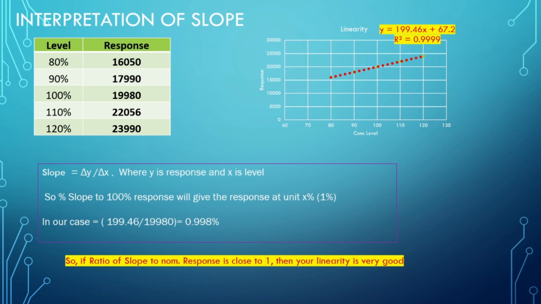Now in this case my slope is 199.46, and my 100% concentration response factor is 199.80. The ratio is coming 0.99. That means, though I checked between 80 to 120%, my method is linear from maybe 0% to 100%. That is the interpretation of the ratio of slope to the 100% concentration. In this case it is very close to 1, which means my linearity is very good.